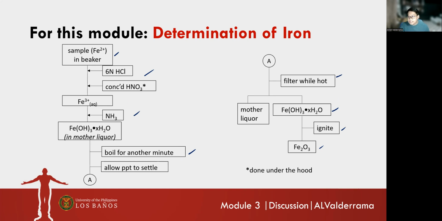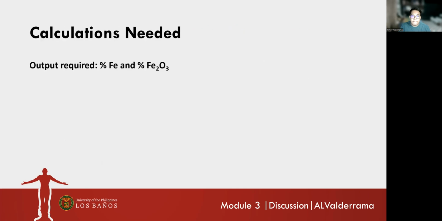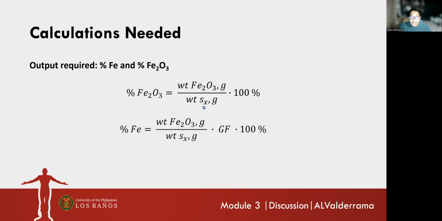Now let's make this into a step-by-step procedure. But before we proceed to that, this is the calculation that you will be needing for the final answers. Here, you are required to get the percent iron and percent ferric oxide. For you to do that, you need to get the mass of your ferric oxide and the mass of your initial sample, and you will multiply it by 100 to get the percent ferric oxide. For the percent iron, you will apply the GF, which is your gravimetric factor.